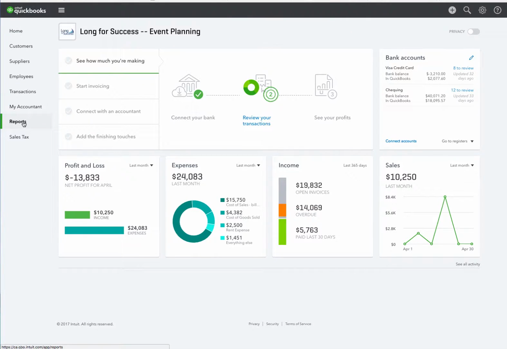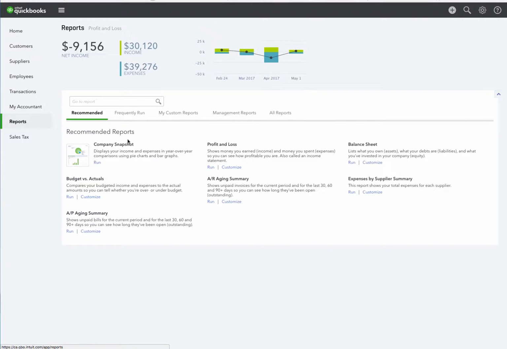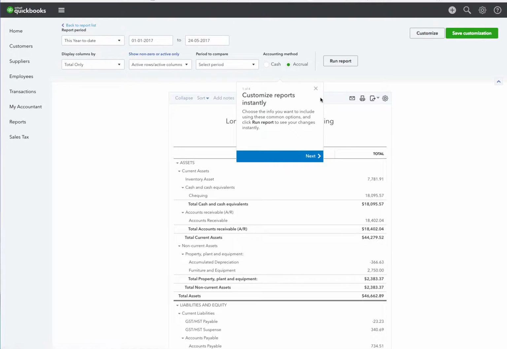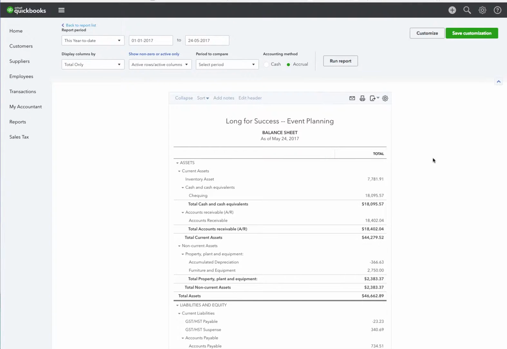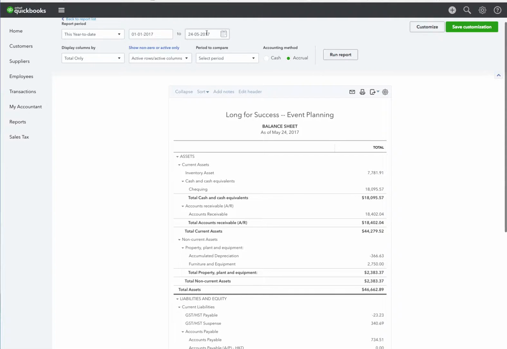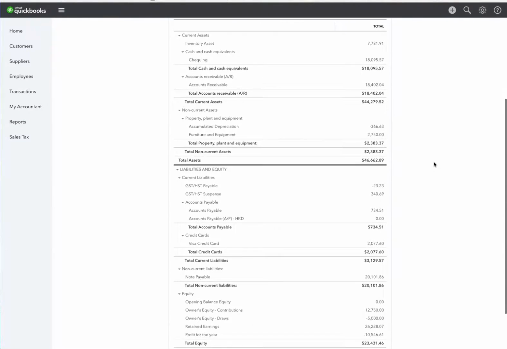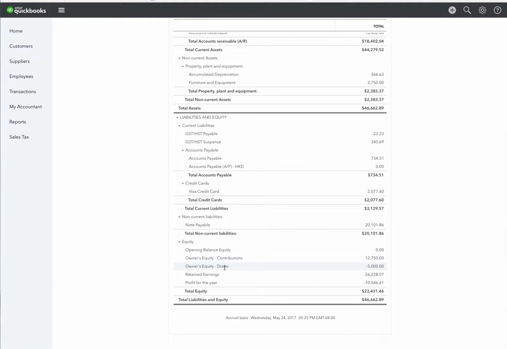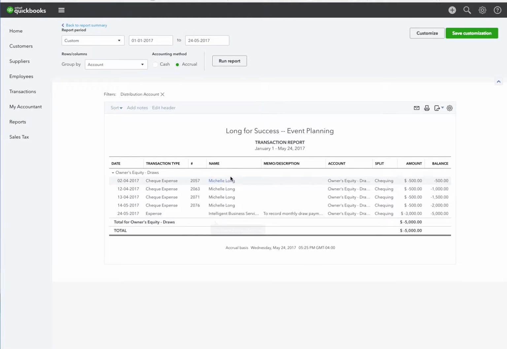Okay, and if I go into reports under the balance sheet, because it's an owner's equity draw, that's equity, which is always on the balance sheet. This is as of today's date. There's owner's equity draws. There's other things in there from the sample account, because somebody else, this Michelle Long apparently, is the sample account owner, and I've just made this myself. But anyway, you can see the $3,000 in there.